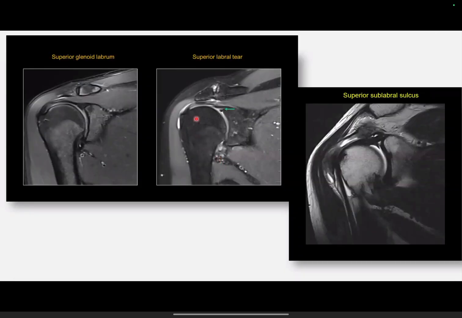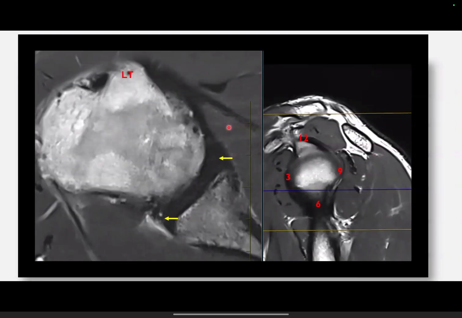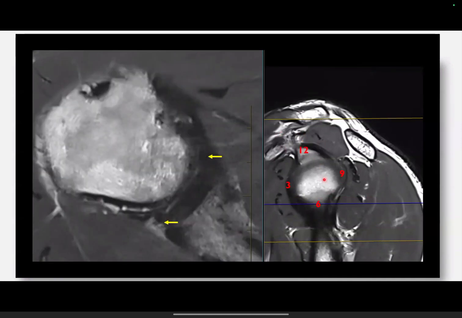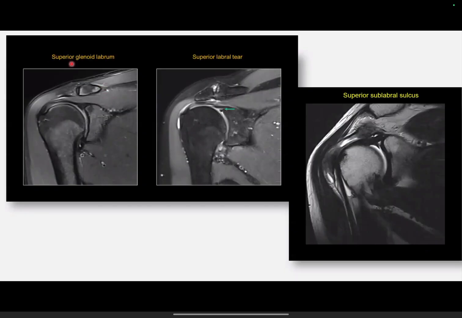So this was basic anatomy of glenoid labrum and how to divide it into o'clock positions and quadrants. Just remember coracoid at 1 o'clock position and divide into quadrants, six quadrants and o'clock. Then tear. So, superior labral tear.